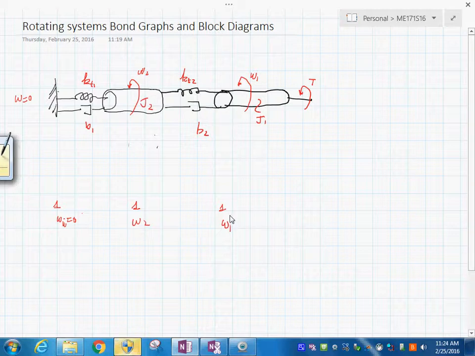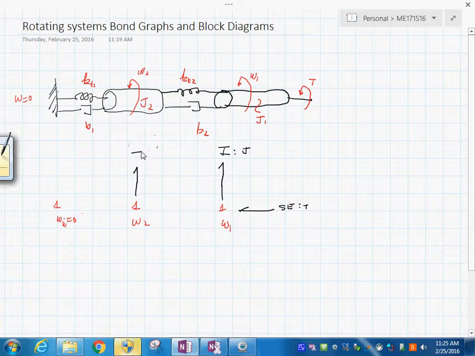Second step is to attach those elements that see those velocities. In here you have your torque input with value T, source of effort. You also have this I element with the value of the inertia over here, and on this we have the other I element with value J sub 1. And in here I am going to put a source of flow with omega of the wall equals 0, for reference.